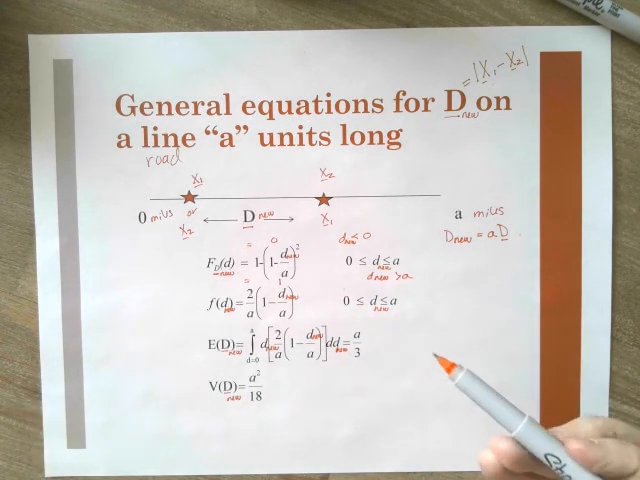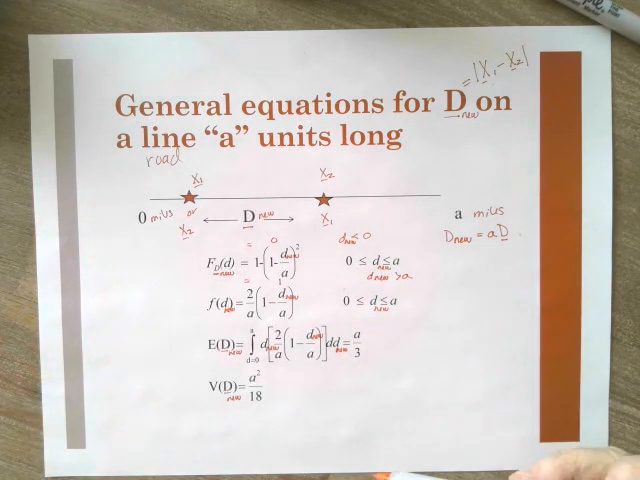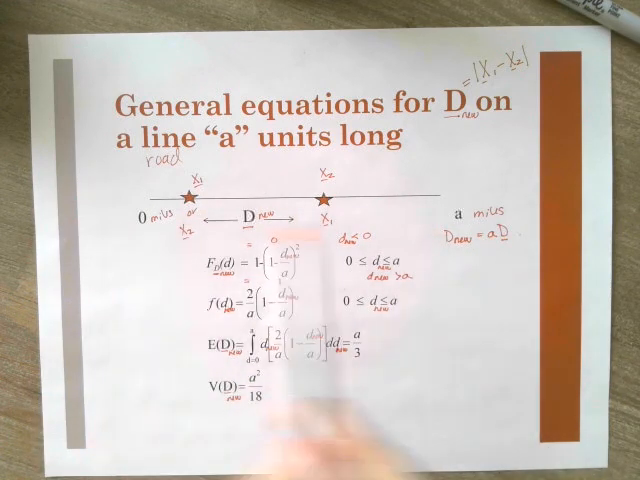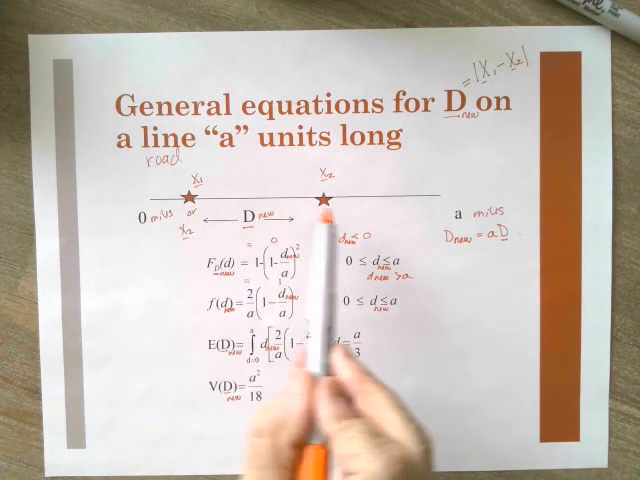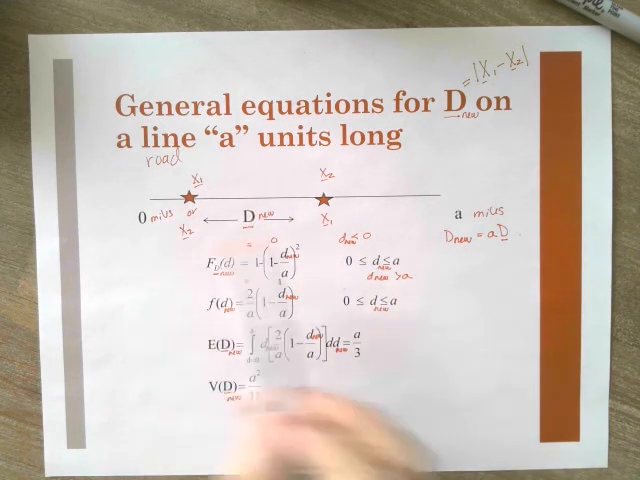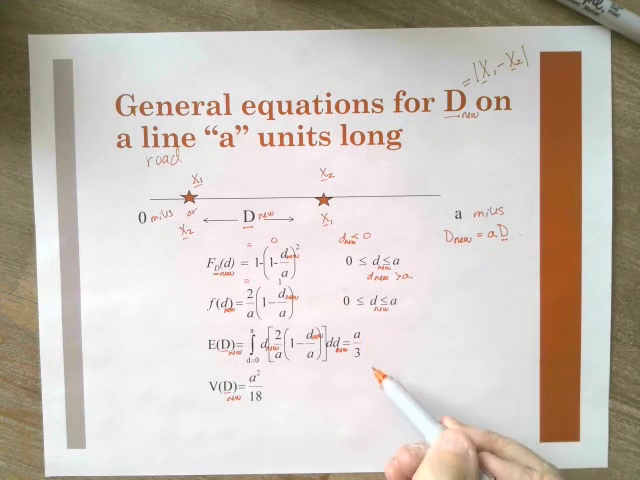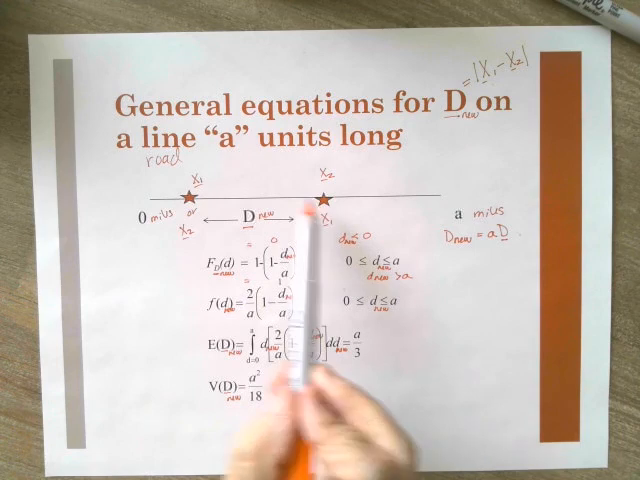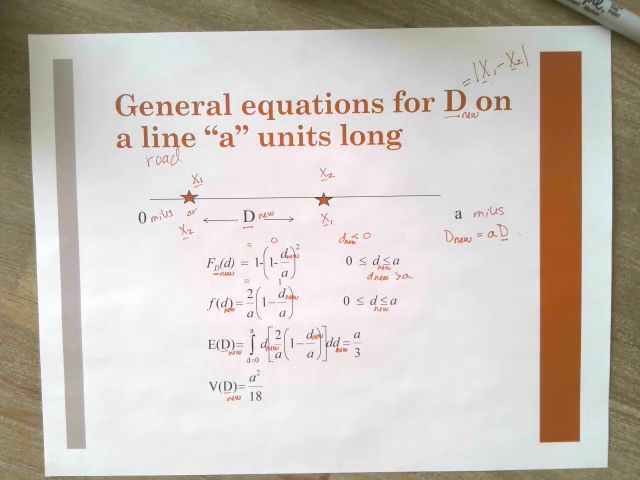Anyways, you should be able to get to this, and what you'll find is that for any strip of road a miles long, it doesn't have to be a whole number, it could be anything, my expected distance between these two random points on a road a miles long is going to be a over 3, and the variance of that distance between the two is going to be a squared over 18. So we're going to be using this.